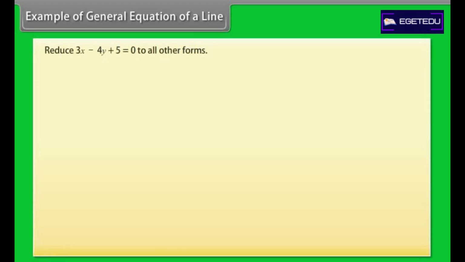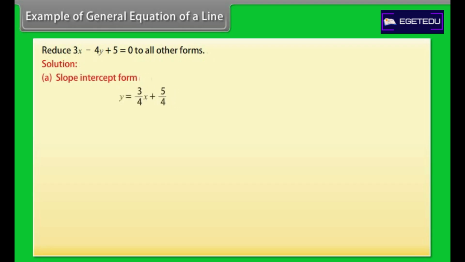Example of general equation of a line. Reduce 3x - 4y + 5 = 0 to all other forms. Solution. Slope-intercept form. y = 3/4 x + 5/4, where m, the slope, is 3/4, and c = 5/4, that is the y-intercept.